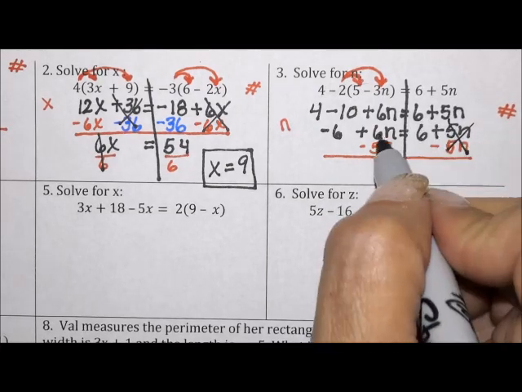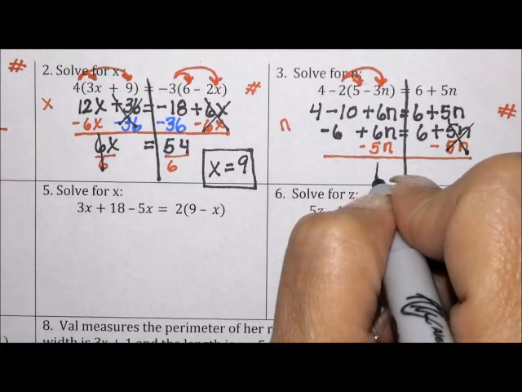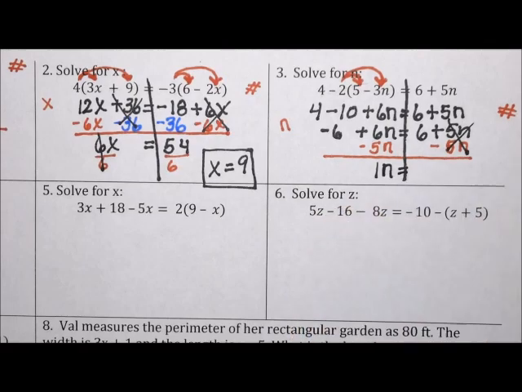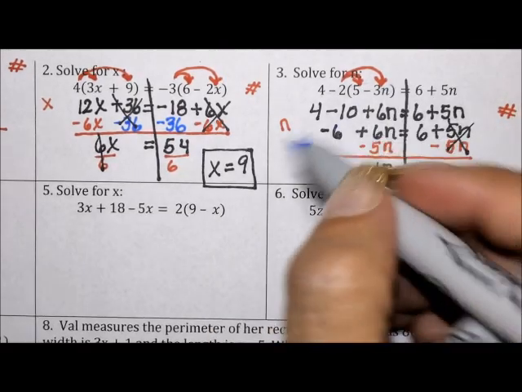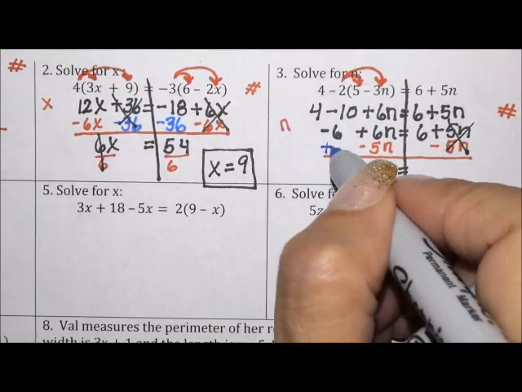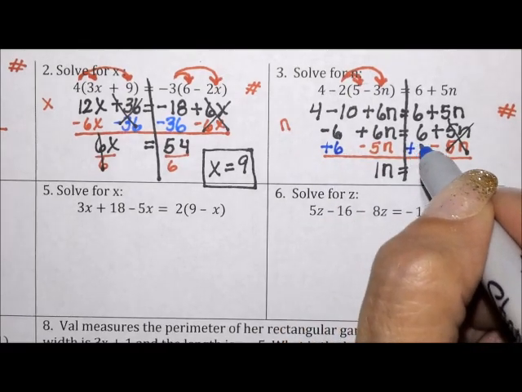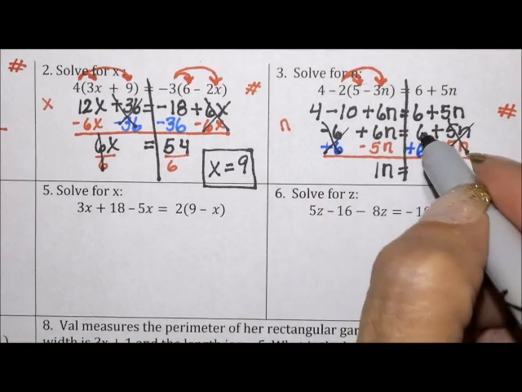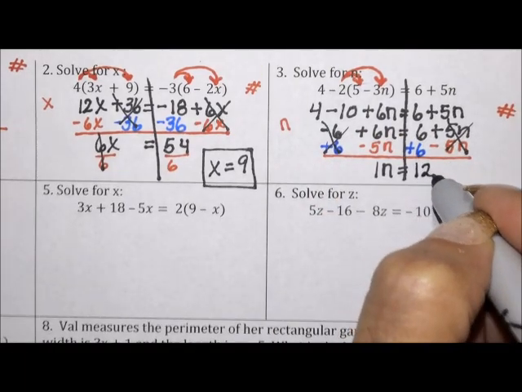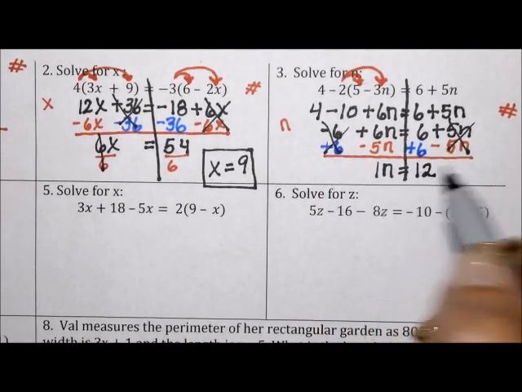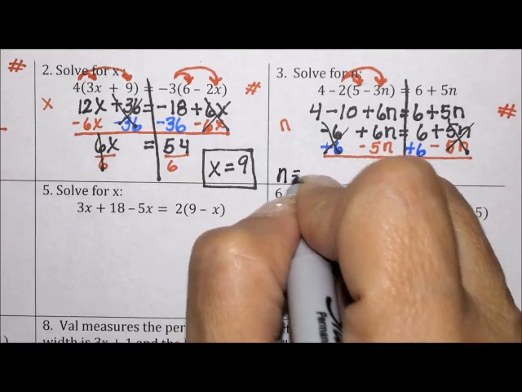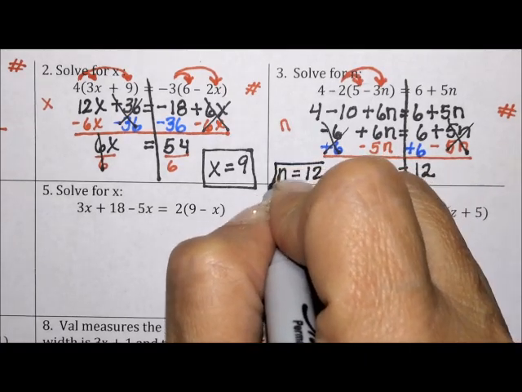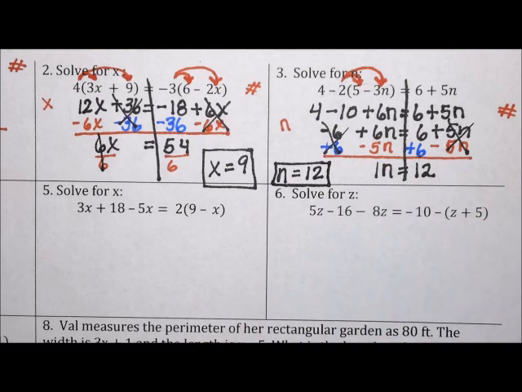5n's are going to cancel. 6 minus 5 is 1n equals, and on that same line I'm going to move this negative 6 over here, so I'm going to add 6 to both sides. Those will cancel out. 6 plus 6 is 12. So 1n equals 12, or n equals 12. There we go.